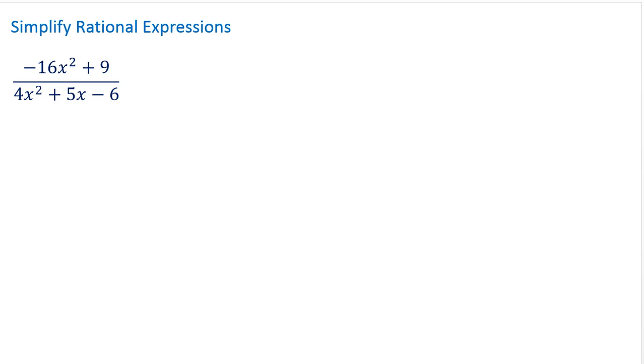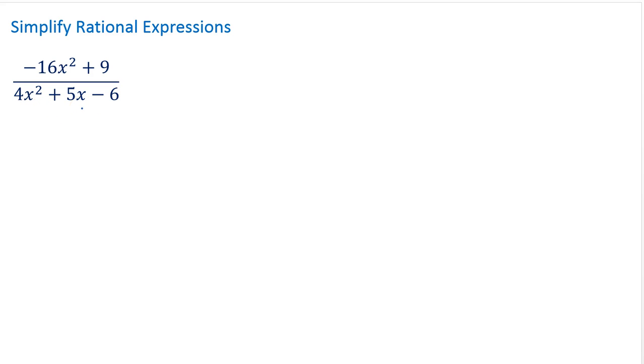Hey there, so I have a couple of problems from section 8.1. I know this section can be a struggle for students because you have to be able to apply all of your factoring techniques, and some of the problems can be a real booger. For example, this one, we've got negative 16x squared plus 9 divided by 4x squared plus 5x minus 6.